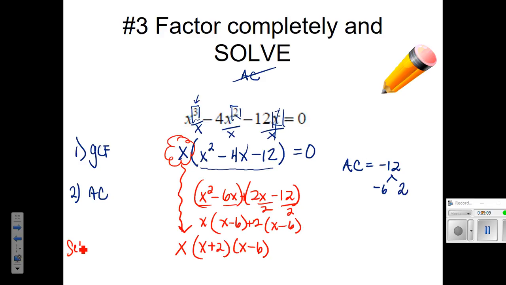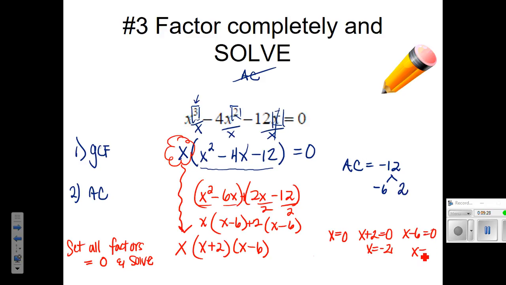Set all factors equal to 0 and solve. So x equals 0. Well, that's 0. X plus 2 equals 0. That's x equals negative 2. And x minus 6 equals 0. X equals 6. So the answers are 0, negative 2, and 6. Okay, let's do one more.